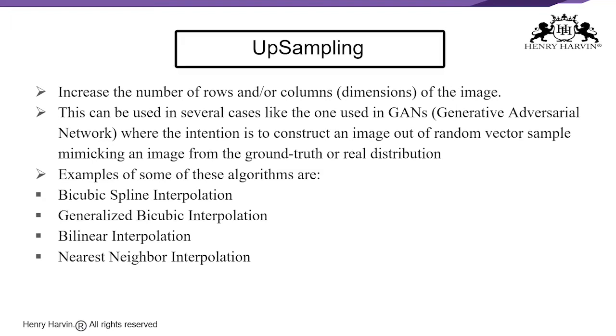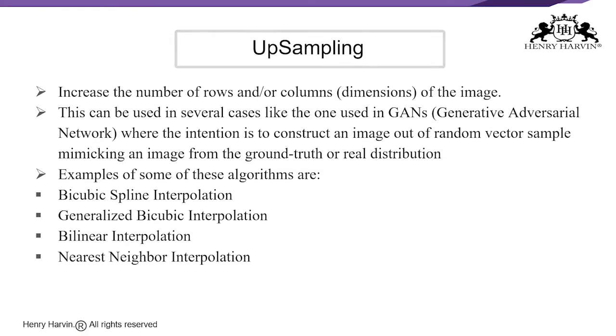So this can be used in many cases, like we use it in GANs. GANs means generative adversarial network, where the intention is to construct an image out of a random vector sample, mimicking an image from the ground truth or real distribution. There are some others also, like improving the quality of the image and so on. When downsampling, our intention was simple and clear, but with upsampling, it is not very simple.